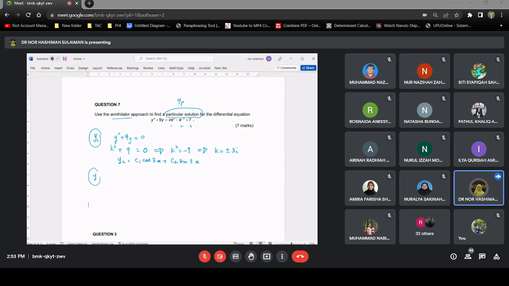Before we go into that, kita kena tengok annihilator. Okay, saya buat satu-satu. Annihilator for x e to the power of x. What do you think?